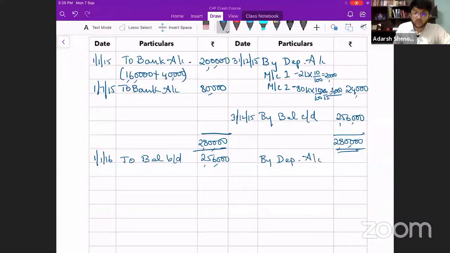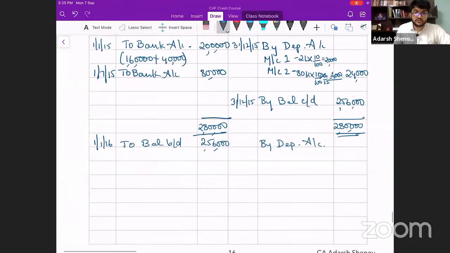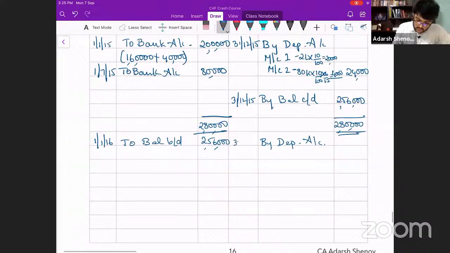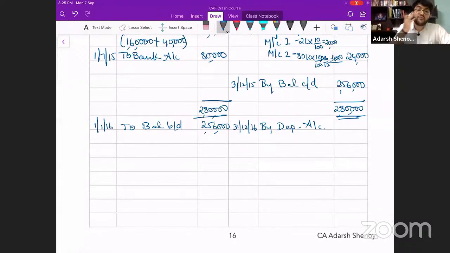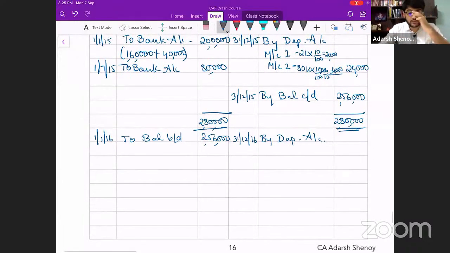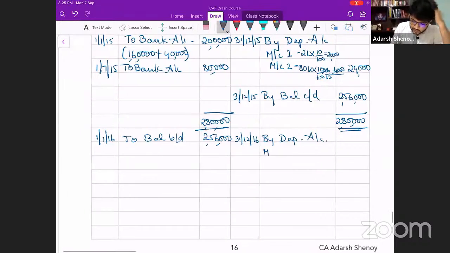Can someone tell me what is the depreciation for this year? We have to calculate which method we are following, the original cost straight line method, or the WDV method? Straight line method. Straight line method means on what amount should we calculate the depreciation? The cost, the original cost of the asset. So have we used both the assets for the whole year? Yes, we have used.